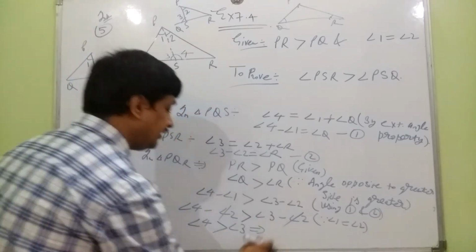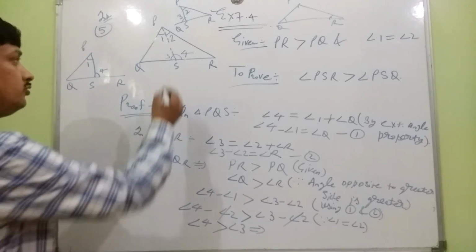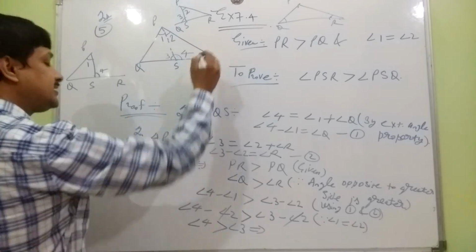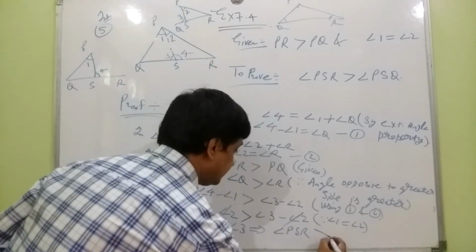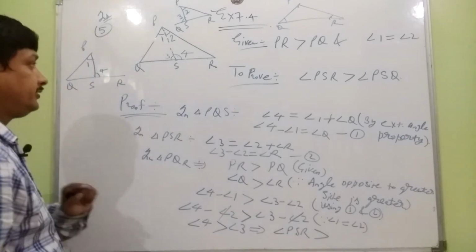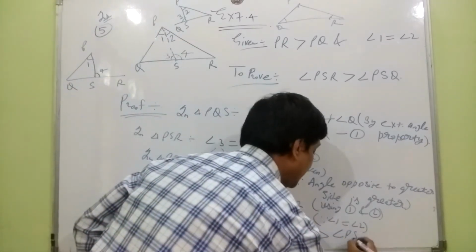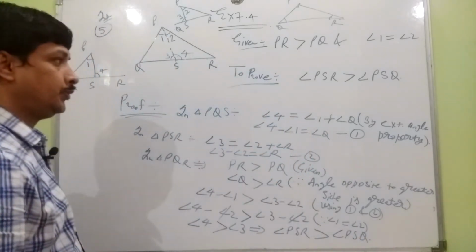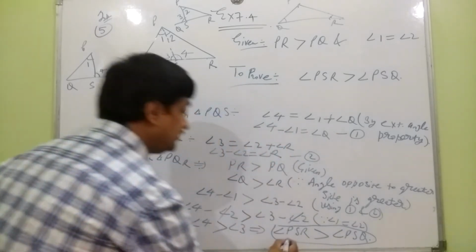So what is the real name of angle 4? This is the temporary name. Angle 4's real name is angle PSR. So angle PSR is greater than angle 3. Angle 3's name is angle PSQ. Okay, so this is the required result.